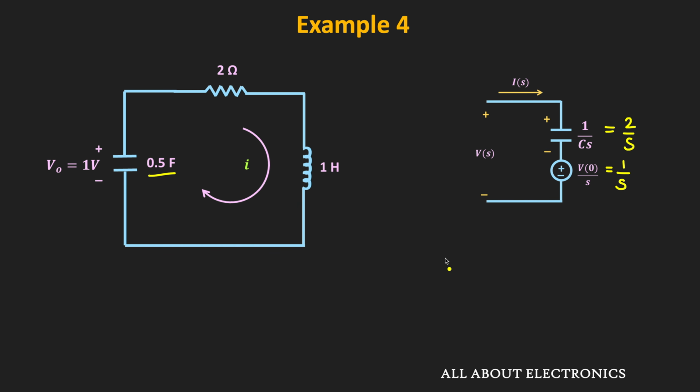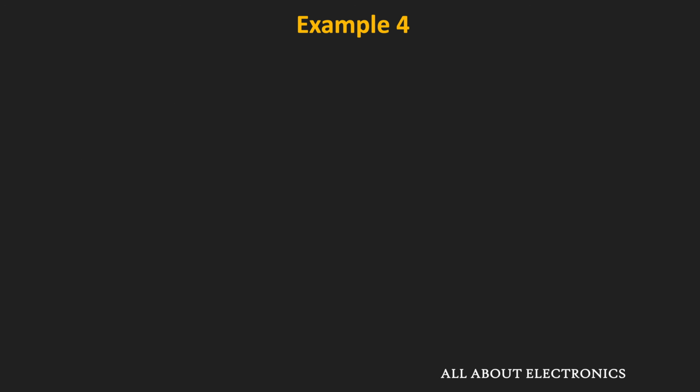Similarly, for the inductor we know that the equivalent S-domain representation is equal to Ls. And here, since the L is equal to 1 Henry, that corresponds to S. And for the resistor, we know that the equivalent S-domain representation will remain the same. That means this 2 ohm will remain as it is. So in this way, we got the equivalent S-domain representation for each element. And now, if we see the equivalent circuit in the S-domain, then this is how it will look like.